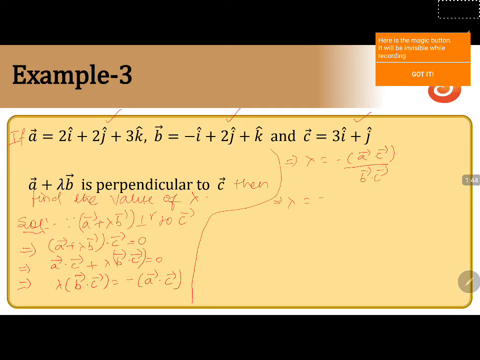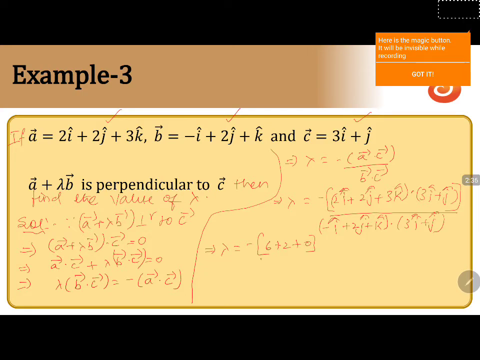We will get λ = -[(2i + 2j + 3k) · (3i + j)] / [(-i + 2j + k) · (3i + j)]. Then we will get λ is equal to minus of, i with i, j with j will be multiplied, we will get 6 + 2. There is no k in the second vector, so it becomes 0, divided by the denominator.